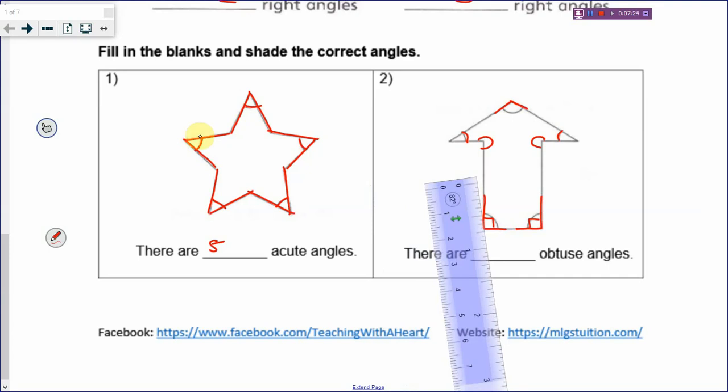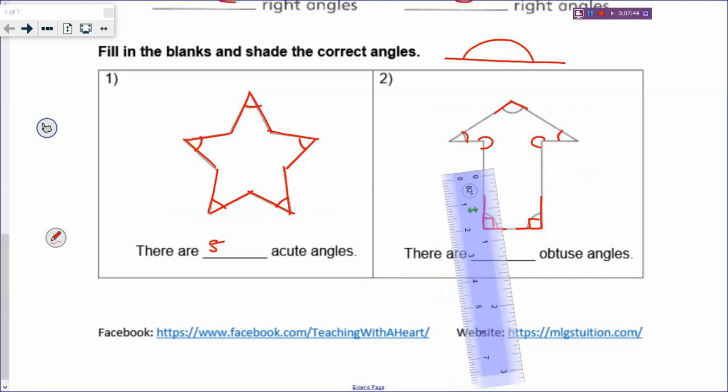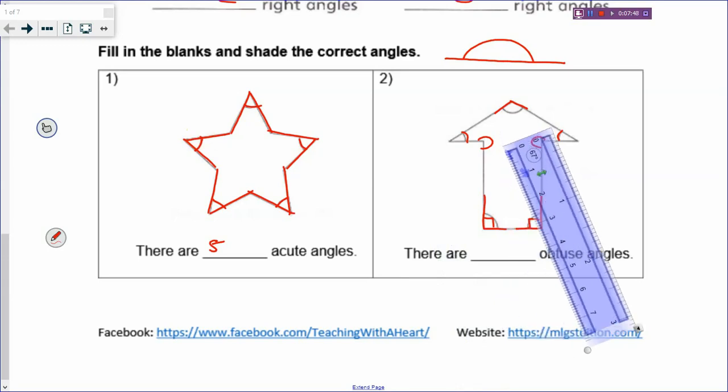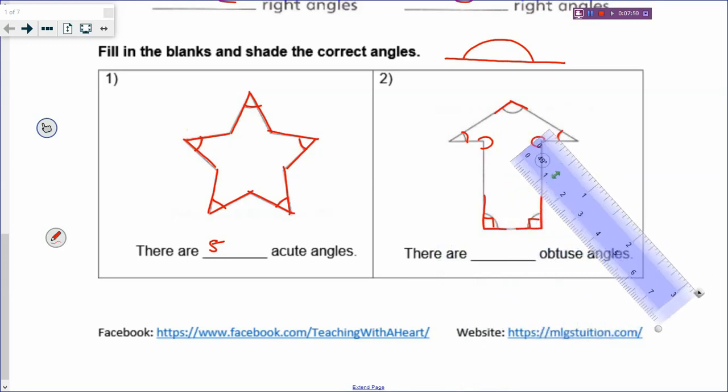So what are obtuse angles? Obtuse angles are angles that are greater than 90 degrees, but less than 180. Alright, what is 180 degrees? How does 180 degrees look? 180 degrees looks like a protractor, right? You see a semicircle, that is like your 180 degrees. So I'm going to place my ruler on any one of the red lines. And what do you see?